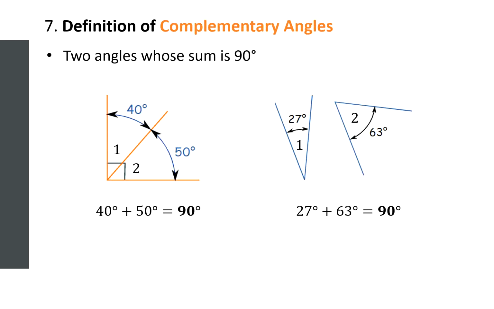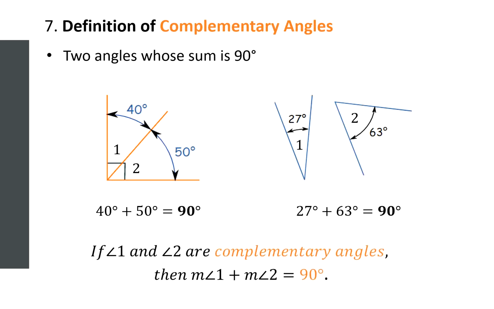still complementary angles sila. Now, yung if-then statement natin, if angle 1 and angle 2 are complementary angles, then the measure of angle 1 plus the measure of angle 2 is equal to 90 degrees.